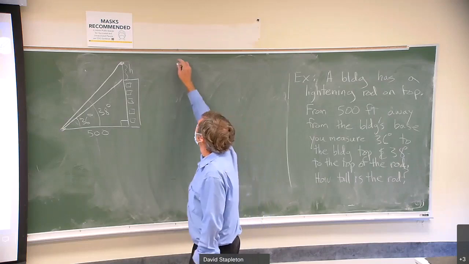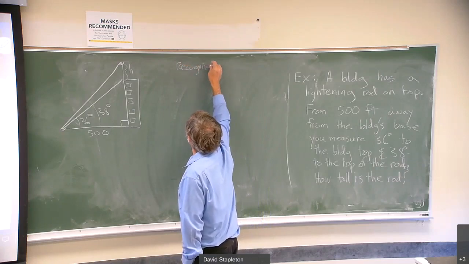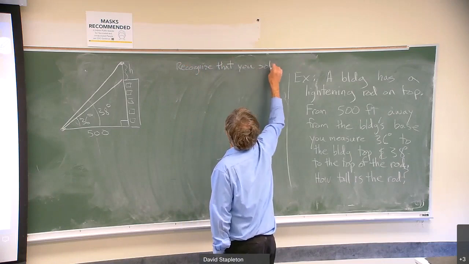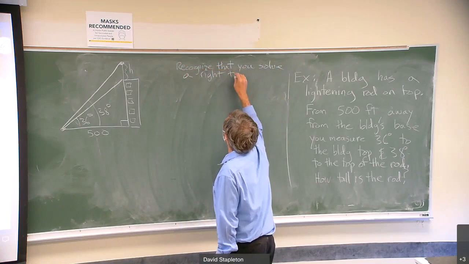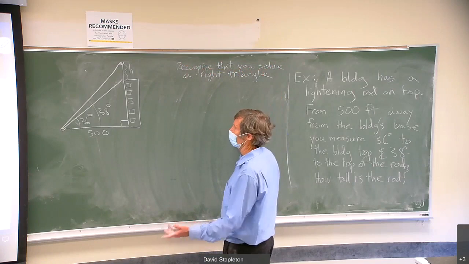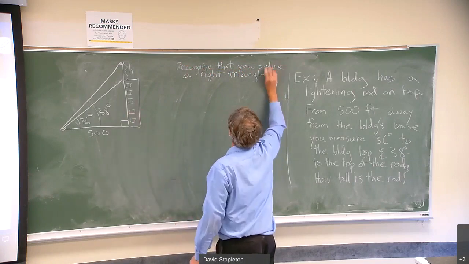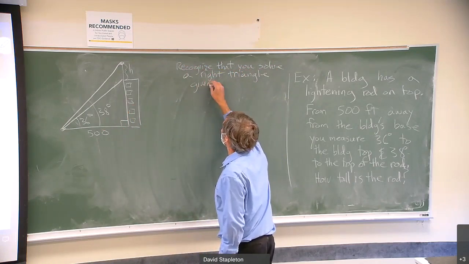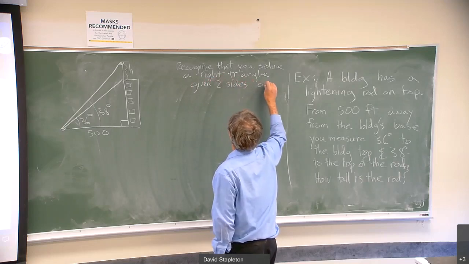Recognize that you can solve any right triangle given any two sides or a side and an angle. Two independent pieces of information, not two angles, because that's just one piece of information, right? They're complementary. Once you know one, you know the other. You can solve any right triangle given two sides or a side and an angle, two independent pieces of information.